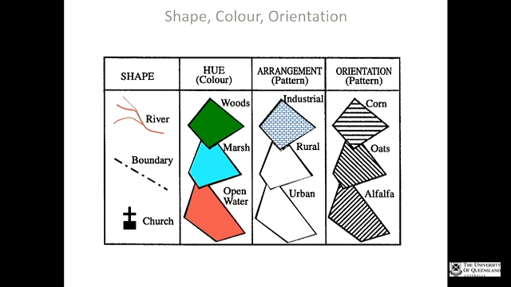Okay. So some more examples of using shape, color, and orientation. So we can use different shapes of symbols. These are different colors and shapes, but these represent very different things. Here's an example using hue, different colors to represent woods, marsh, open water. We can use patterns as well. So again, we're not using different colors here, but we're using patterns to represent different land covers in this sense. And in this case, using orientation of lines. So actually, the pattern is the same. We're just changing the orientation. So some really innovative ways in which you can distinguish different values or different types of geographic features from each other.